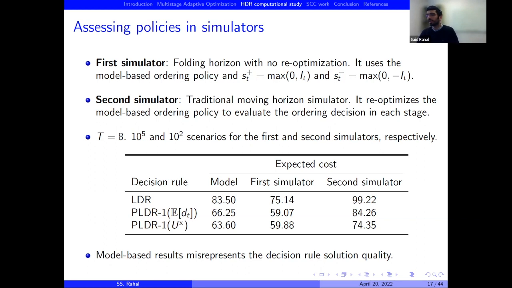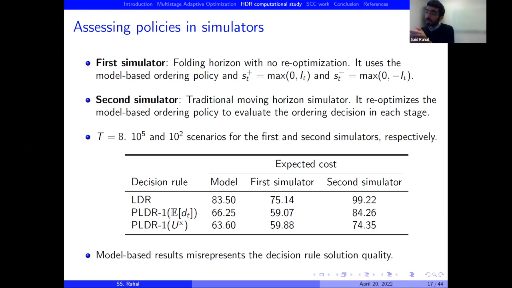The first one is a folding horizon with no reoptimization. Basically, we only use the implementable policy, which corresponds to the ordering policy, and for the state variables, we use their definition. We do not use the optimal model-based policy.